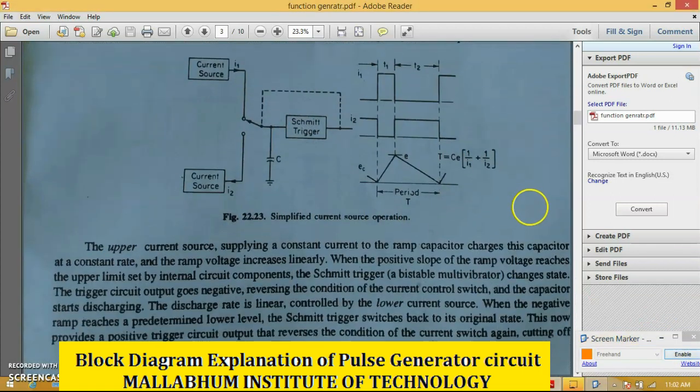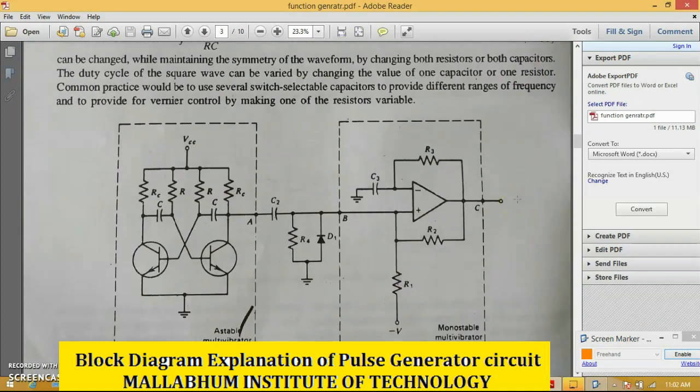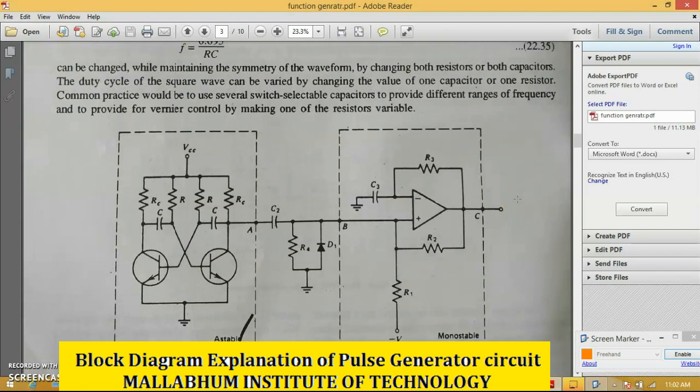Next, the practical implementation of this pulse wave circuit. In this pulse wave circuit, we are using one astable multivibrator and one monostable multivibrator. Astable means there is no stable state, that means the output keeps varying like that. With the help of this resistor and capacitor, the duty cycle of the square wave can be set.